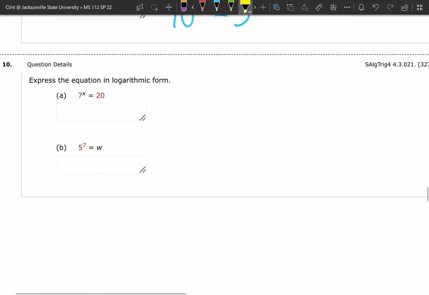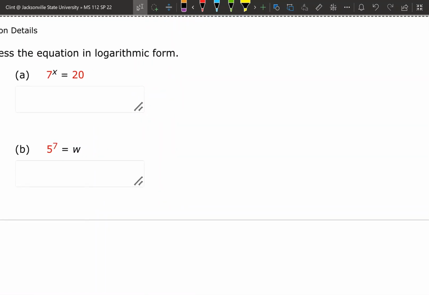Okay. Number 10, we're going the other way. So the base of our exponential, let me zoom in a little on this one. The base on our exponential, the big number, is 7. So that means we'll have log base 7 of 20 equals x. So the exponent's always the thing that ends up on the other side by itself.